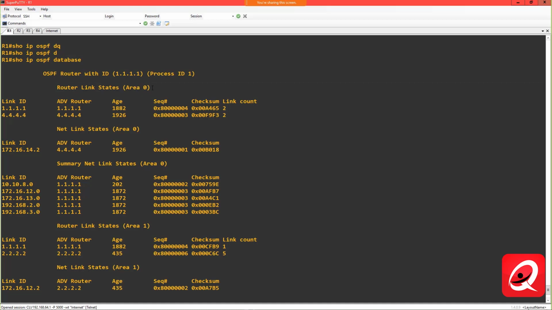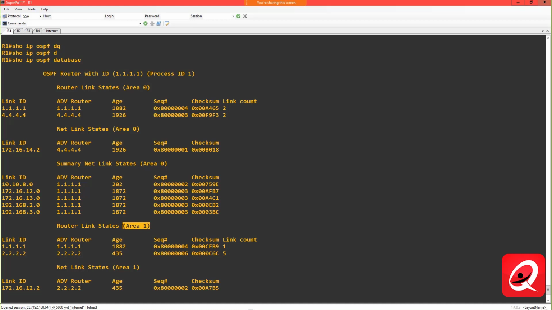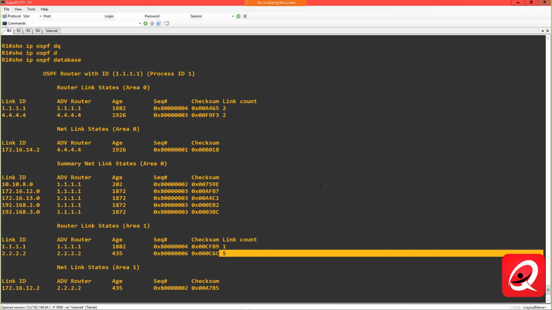So these are the router link states that I'm learning from area 0. These are the router link states that I'm learning from area 1, and they're right here, right? Those you're talking about the loopbacks that I created, right? Right. Yeah, they're there, right? This is just a summary of the database.